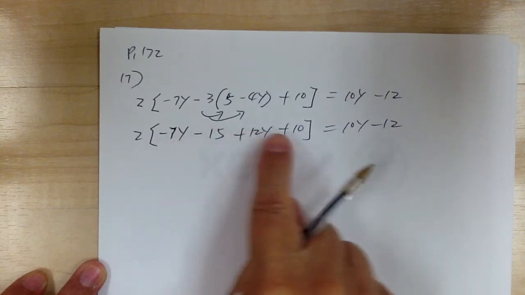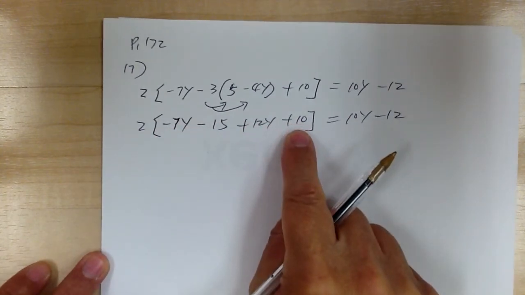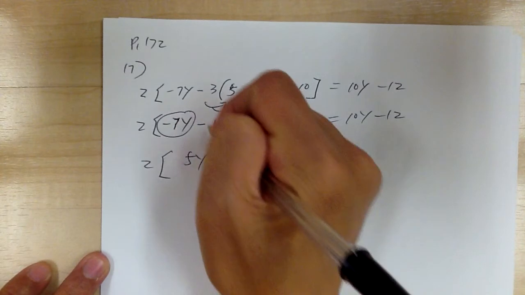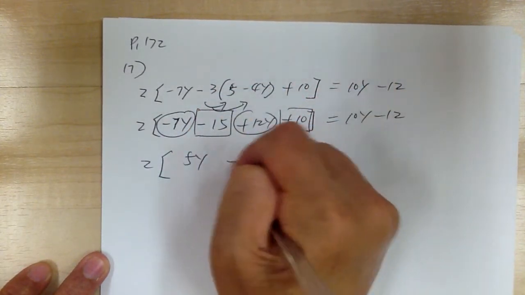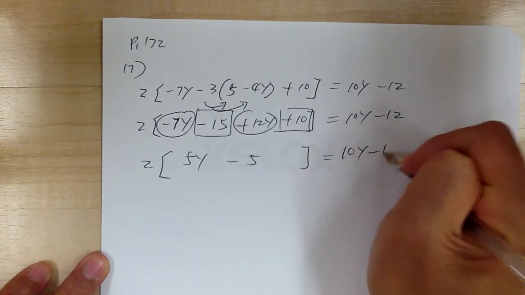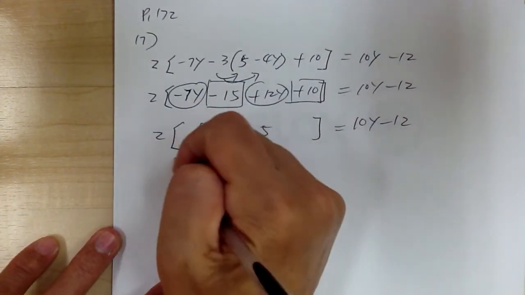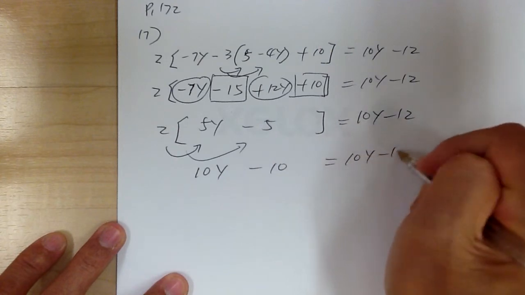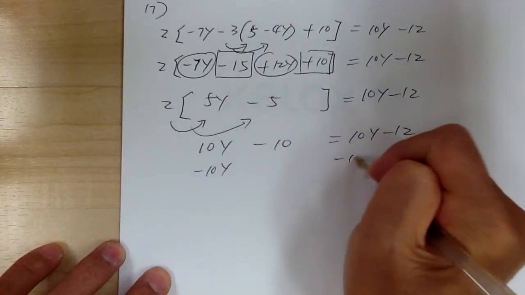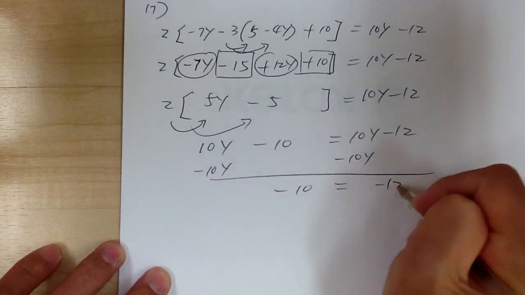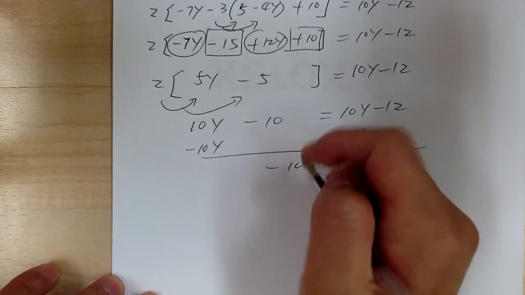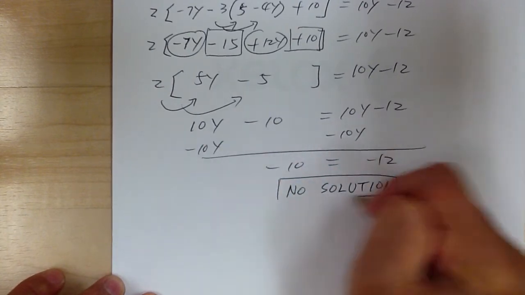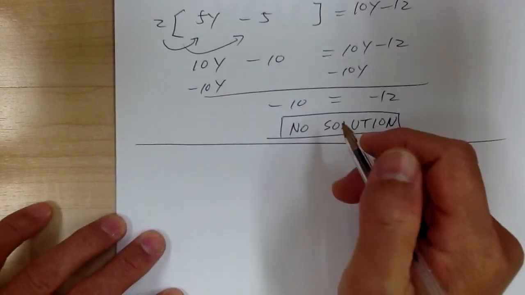Now over here you can combine the like terms first, or you can distribute. It would probably be a little bit easier if you combine the like terms. So this and this will give you 5y, and this one will give you minus 5. You can do this first, or you can distribute, either way. So now you can multiply to get rid of the bracket. So you got 10y multiply minus 10 equal to 10y minus 12. So minus 10y minus 10y, you get negative 10 equal to negative 12. This one cannot be, right? It's never going to happen. So in this case, no solution. If they are the same, then it's an identity. If they are not the same, then it's no solution.